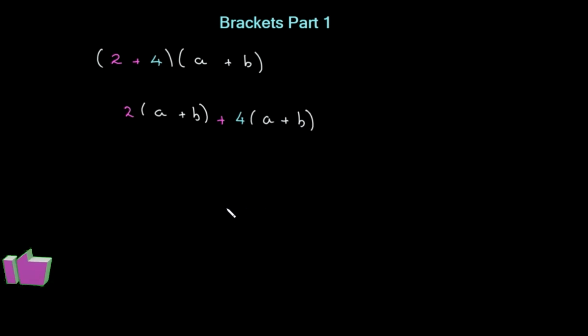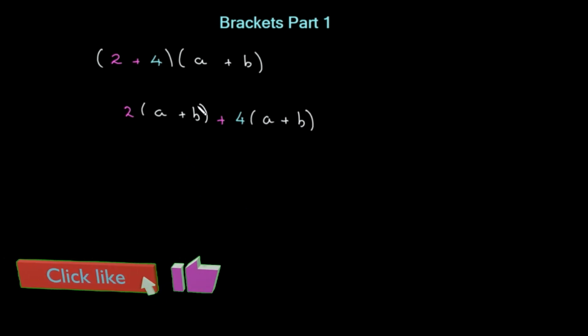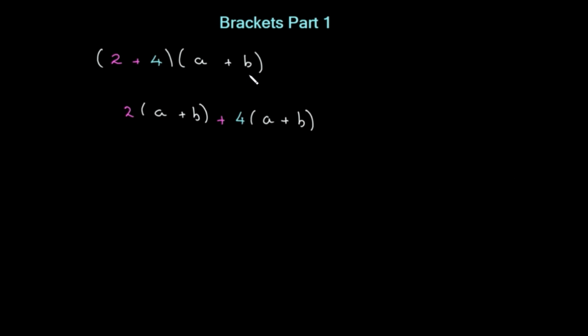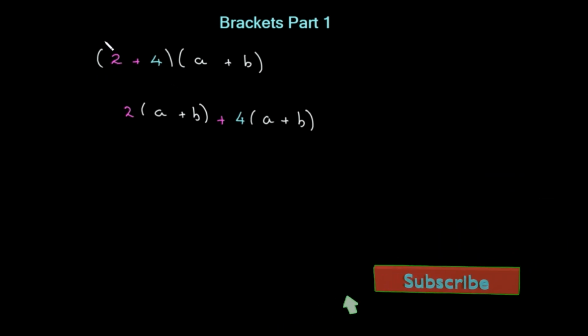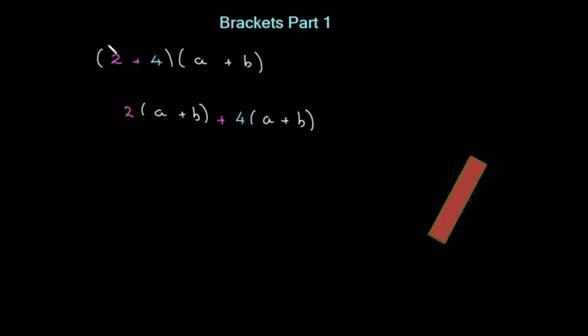Take a moment to look at what we've done. Everything inside the right hand bracket is multiplied by everything that's inside the left hand bracket. Just we've split up the left hand side bracket. We got, first of all, we deal with the 2 plus, there's the plus.